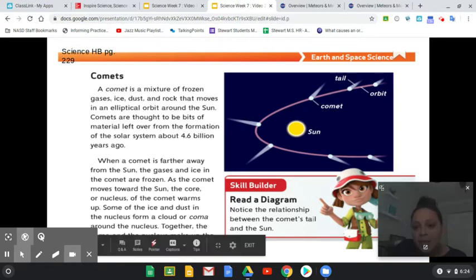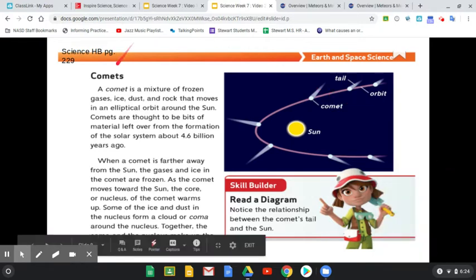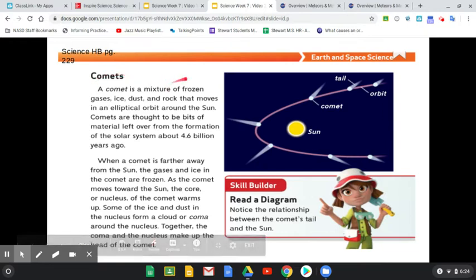And so let's read about comets. It says a comet is a mixture of frozen gases, ice, dust, and rock that moves in an elliptical orbit around the sun. Comets are thought to be bits of material left over from the formation of the solar system about 4.6 billion years ago. That is a very, very long time. Very long time ago that they believe it to have formed the solar system.